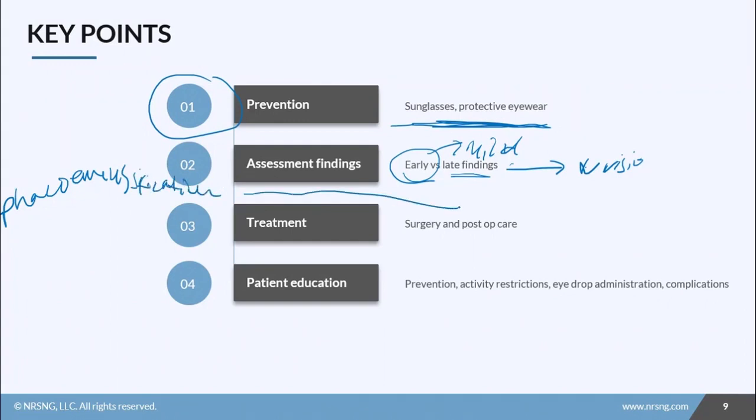And then post-op care regarding that. They're going to have some eye drops to do, and we need to educate about different things that increase intraocular pressure that they should avoid. And then patient education: prevention in the first place, different activity restrictions such as not wearing tight collared shirts, not bending at the waist, that kind of thing to prevent increased intraocular pressure, eye drop administration and the importance of adhering to that, and different complications to watch for, such as increased redness and yellow discharge, which could indicate infection.